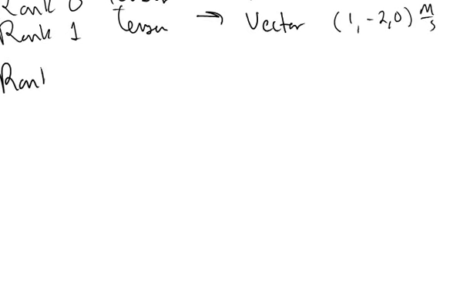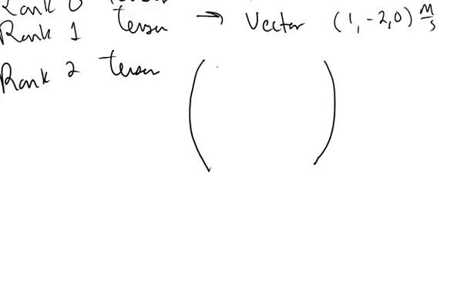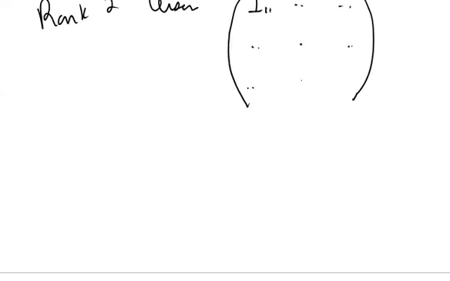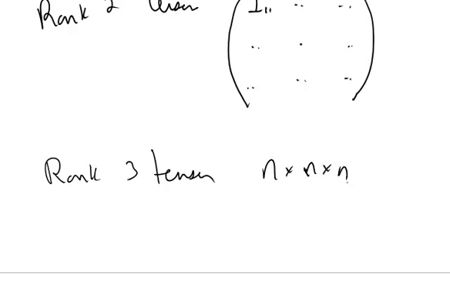A rank 2 tensor is typically represented by a 3 by 3 or n by n matrix. So if we were looking at, say, the rotational inertia matrix, where I have a total of 9 different terms here, that would be an example of a rank 2 tensor. A rank 3 tensor would require an n by n by n matrix. In other words, a matrix that has 3 dimensions. The rank 2 has 2 dimensions. The rank 1 has 1 dimension. The rank 0, a single number, essentially has 0 dimensions.